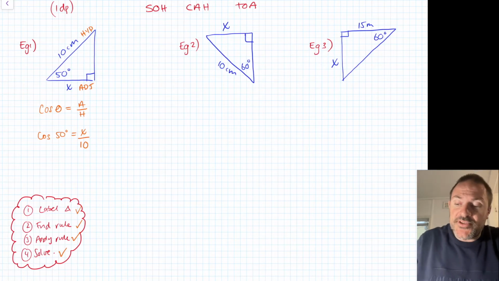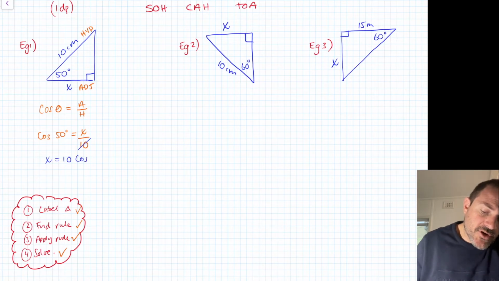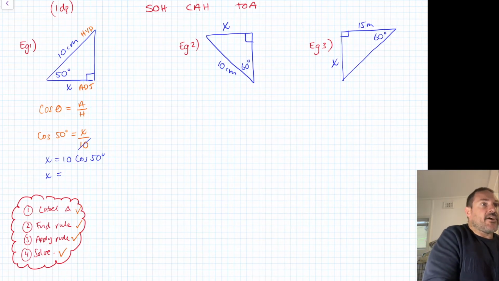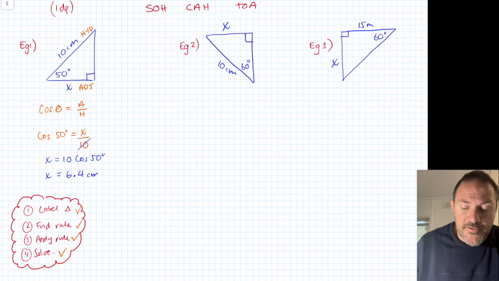So what's the opposite of divided by 10? Well, that's going to be times by 10. So x equals 10 times cos 50 degrees. I now go to my calculator and type in 10 times cos 50. I'm going to press equals. Now I said 1 decimal place, so 6.42 would just be 6.4. I'm going to finish off with centimeters.